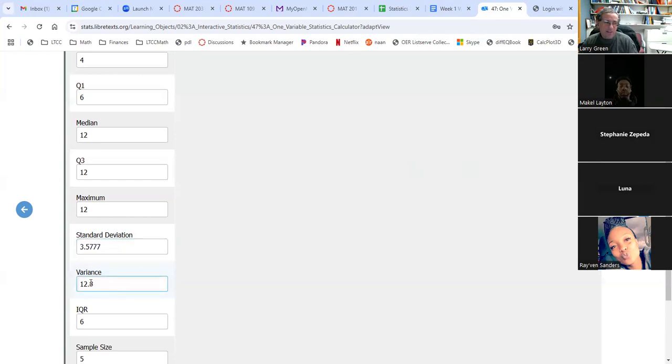The variance turns out to be the square of the standard deviation. We're not going to do much with that one. So for the project, you don't even need to talk about the variance because it doesn't have very good meaning unless you're a mathematician. I'll let you know that.